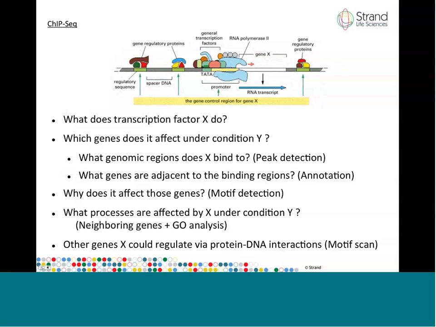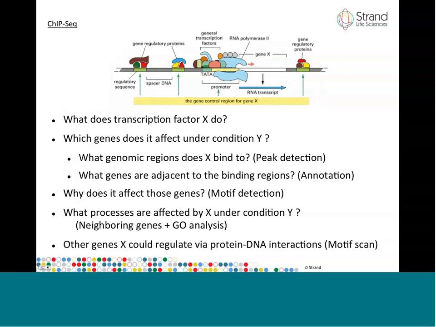And after that, there can be two different types of analysis. You could be interested in, why does the transcription factor affect only those genes? In other words, what is specific about the DNA elements to which the transcription factor bound? That is the motif detection problem. Or you could be interested in downstream analysis. What processes are affected by the transcription factor? For this, we would simply take all of the genes that are affected and carry out GO analysis, pathway analysis, etc.